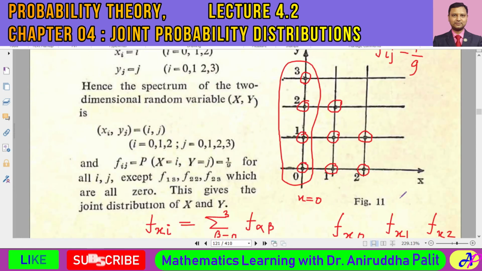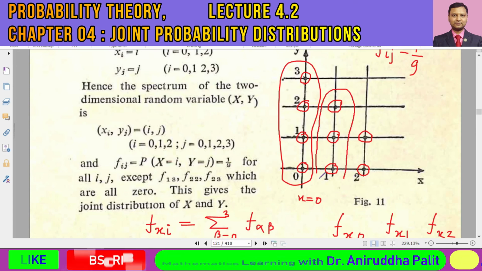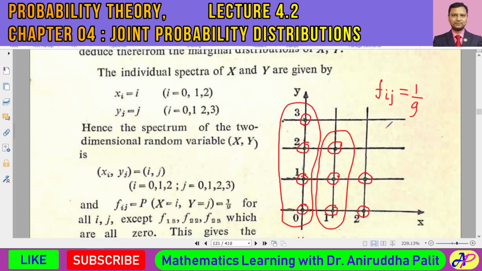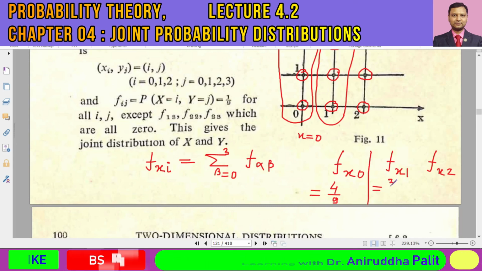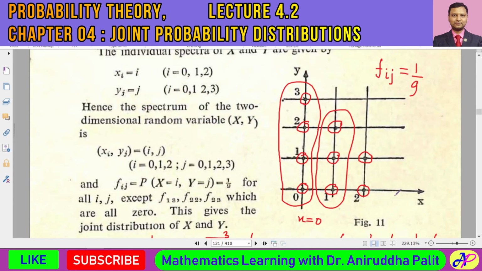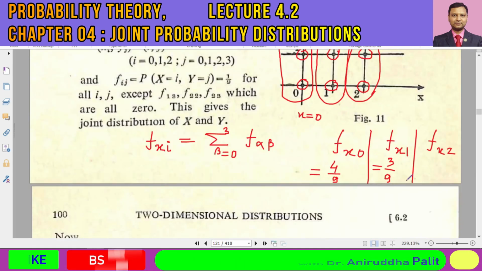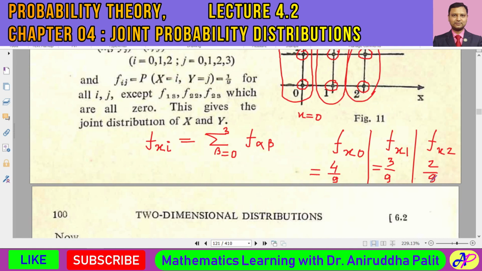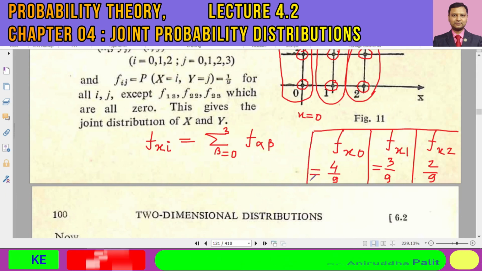Now in case of x is equal to 1, just add the corresponding probabilities over here, 3 into 1 by 9. These probabilities are equal to 1 by 9 at each and every such point. So this value would be equal to 3 by 9 or 1 by 3. And what about f of x2? In case of x is equal to 2, we just add these values, so that would be equal to 2 by 9. Got it? So in this way, you can find the corresponding probability mass function for the random variable x.